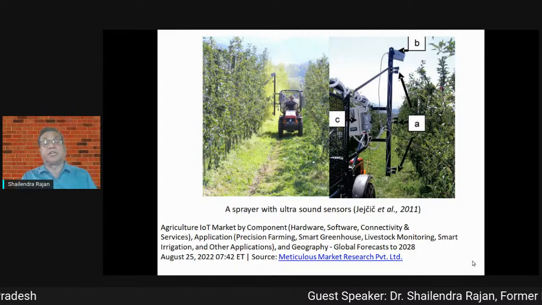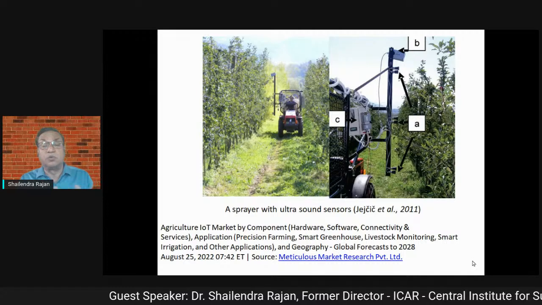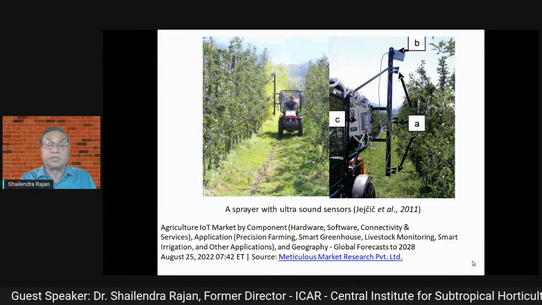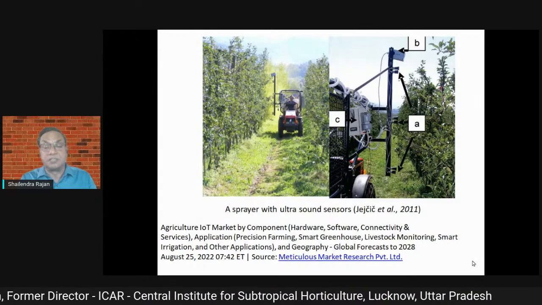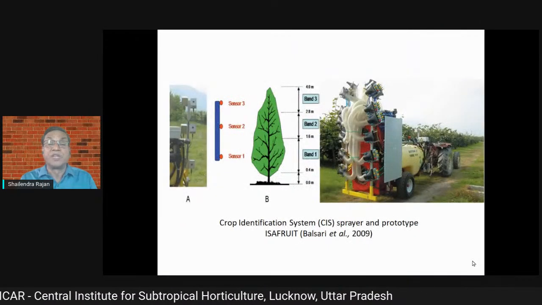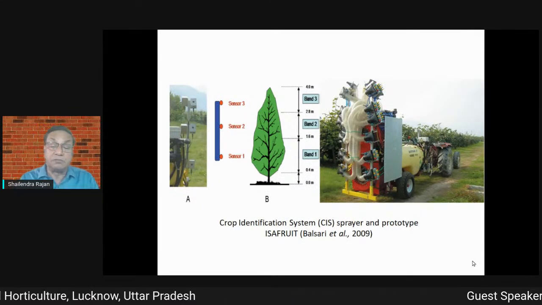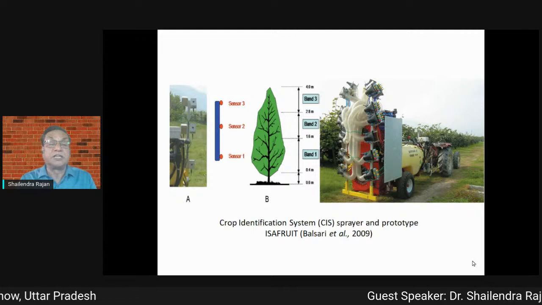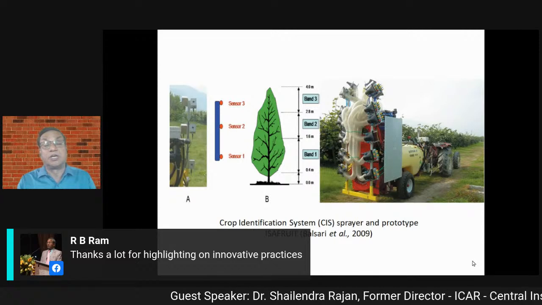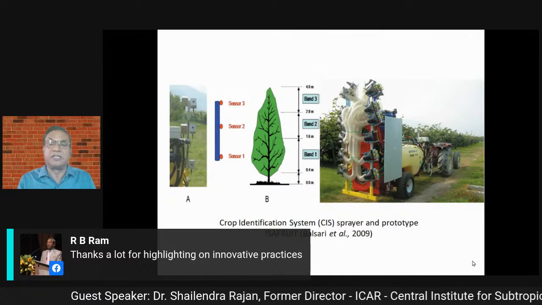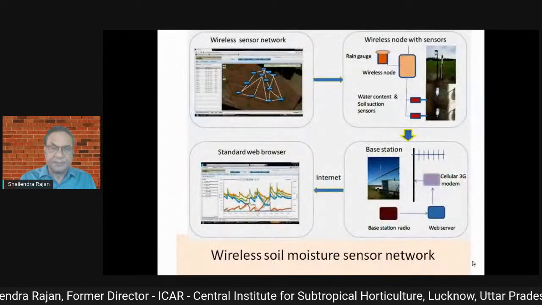The sprayer with ultrasound sensors is there, so that they can spray only on the canopy, not outside, or it may not penetrate here and there. That the selective spraying can be done. These are some of the prototypes that have been developed, which may come further as commercial. Different sensors are there, at different levels, and they produce this mist. Accordingly, they spray with minimum input requirements.